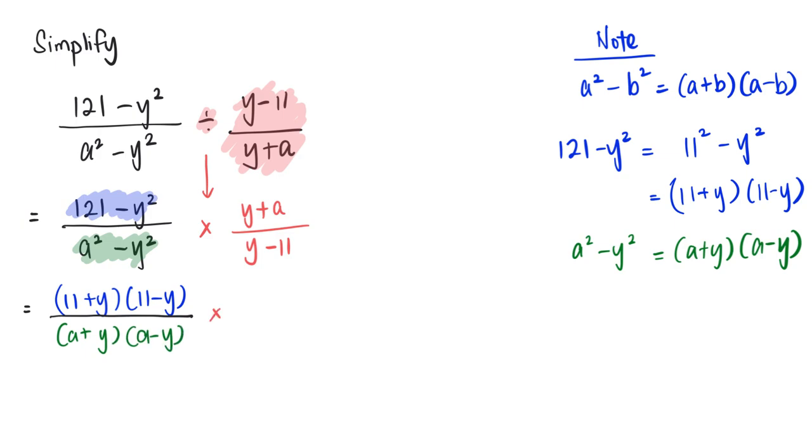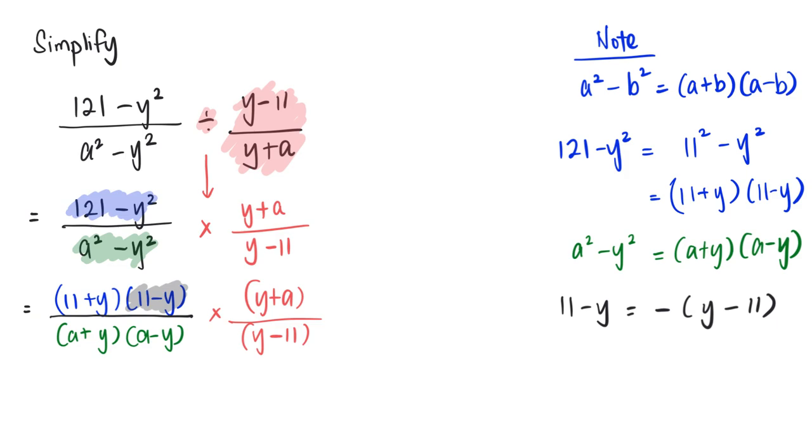So we still multiply by y plus a, y minus 11. At this point, do take note, I'm going to do something interesting. Because I see y minus 11, I am going to rewrite 11 minus y as negative y minus 11. Oh, are they the same?